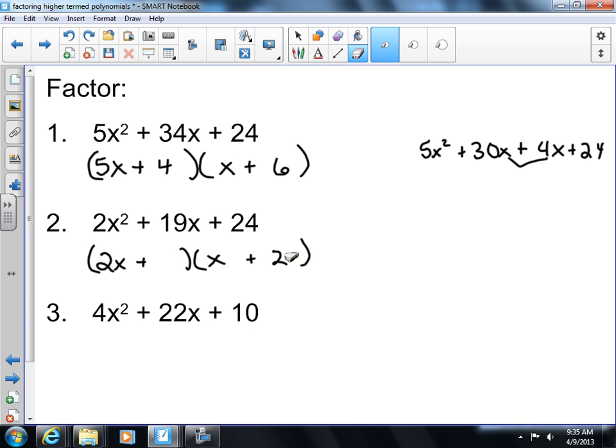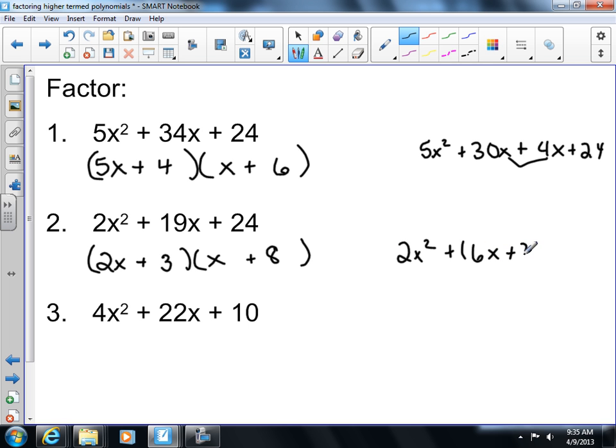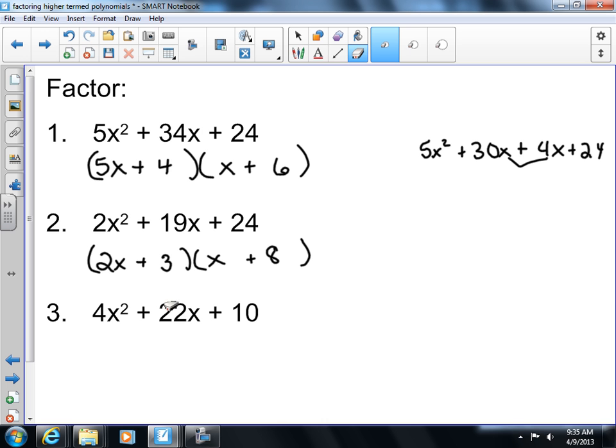8 and 3. Now, will it matter where I put the 8? It might. So I'm thinking I want a bigger number, so I might want the 8 to be multiplied by the 2. Does that make sense? So let's try that. So I have 2x squared plus 16x plus 3x plus 24. Does that work? Yes. And you'll get used to this with practice. That's what you'll do. You'll play around with them and see what works.